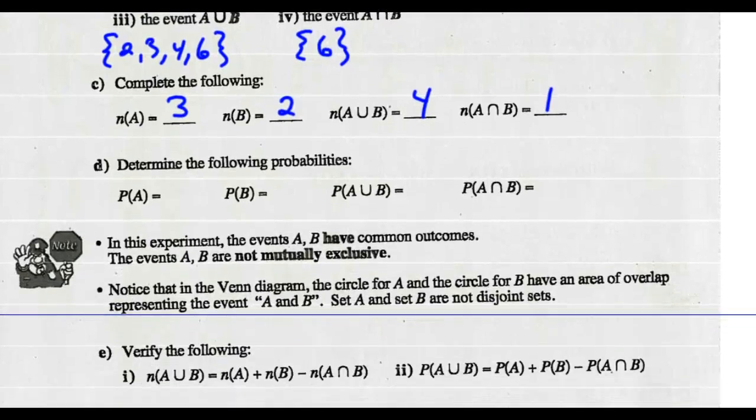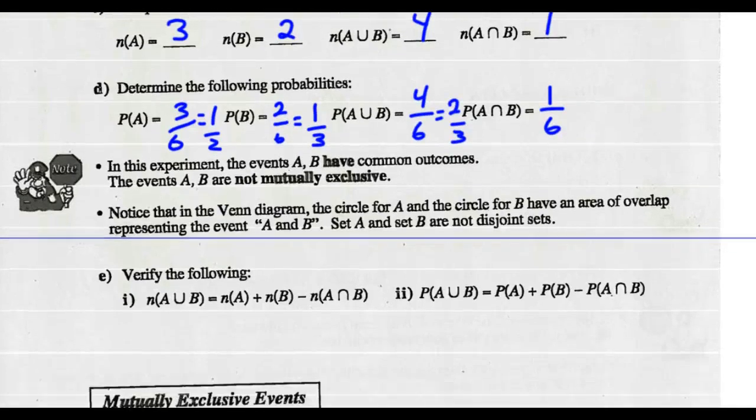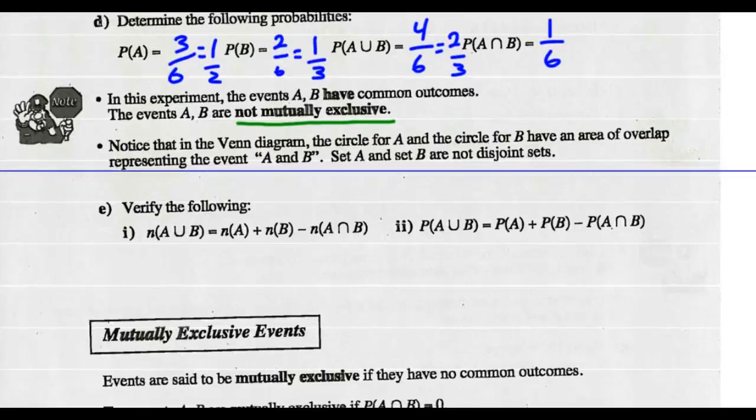So determine the probabilities. Probability of A, 3 out of 6, still a half. Probability of B, 2 out of 6, so that makes a third. Probability of A union B, well, there's 4 elements out of 6, or 2/3. And probability of A intersect B, there's a 1/6 chance of that happening. In this experiment, the events A and B have a common outcome, so they are not mutually exclusive. That number 6 is common to both even and multiples of 3. Notice the Venn diagram, the circles A and B have an overlap area. This represents A and B.